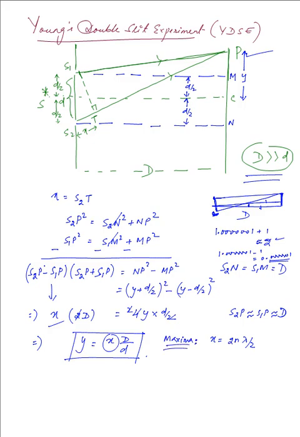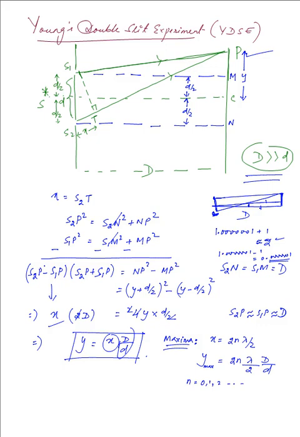So if we use this value over here, we get y as the position of the maximum when x is equal to 2n times lambda over 2, multiplied by D over d. D over d is obviously the other term that is multiplied to x, and this is for the value of x that is 2n times lambda over 2. Now we know that for these values, n is equal to 0, 1, 2, and so on.